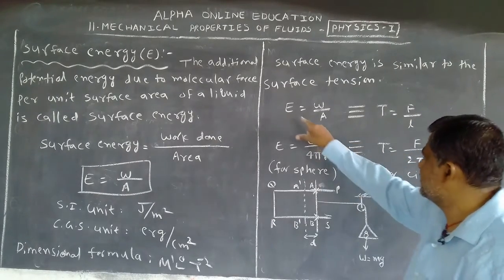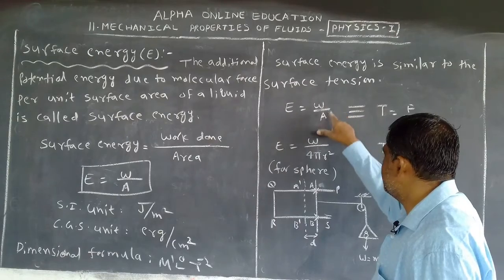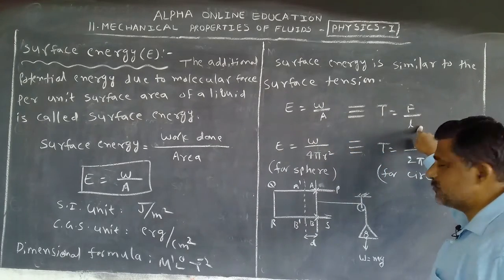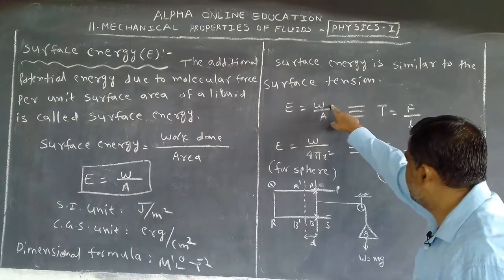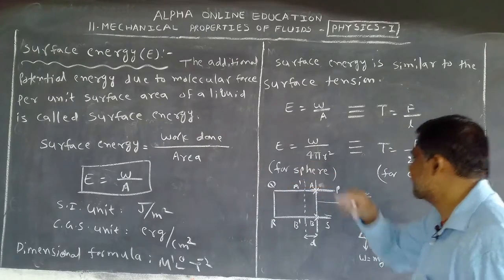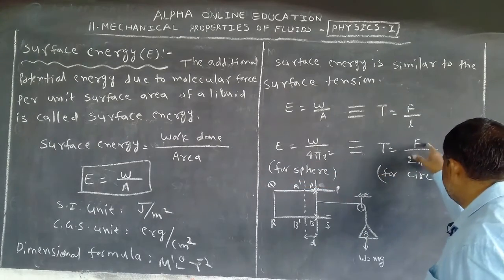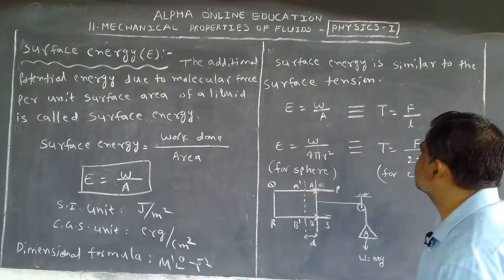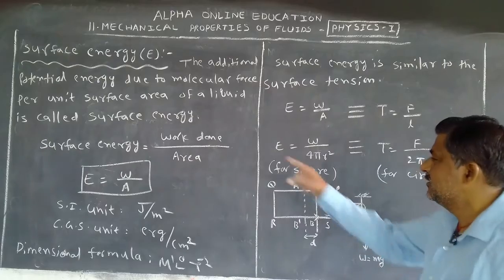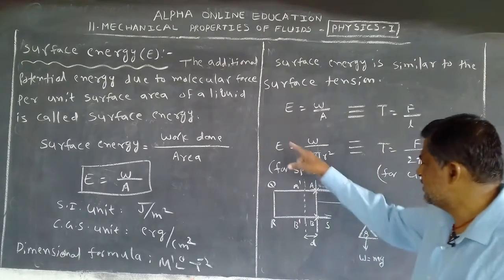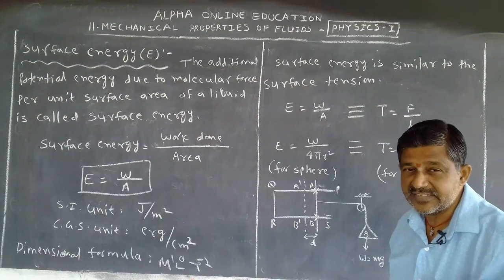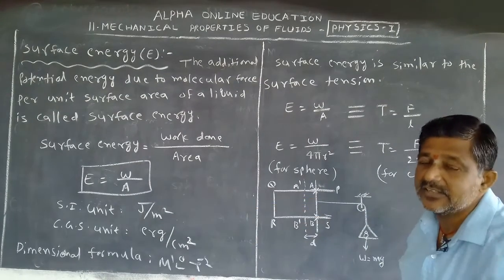What is the equation for surface energy? E is equal to W by A. For surface tension, force per length. Now E is equal to W by 4 pi r square, it is for a sphere. T is equal to F by 2 pi r for a circle. Now we want to find the surface energy. Surface energy is nothing but surface tension. We already studied in the previous class how we can measure the surface tension.